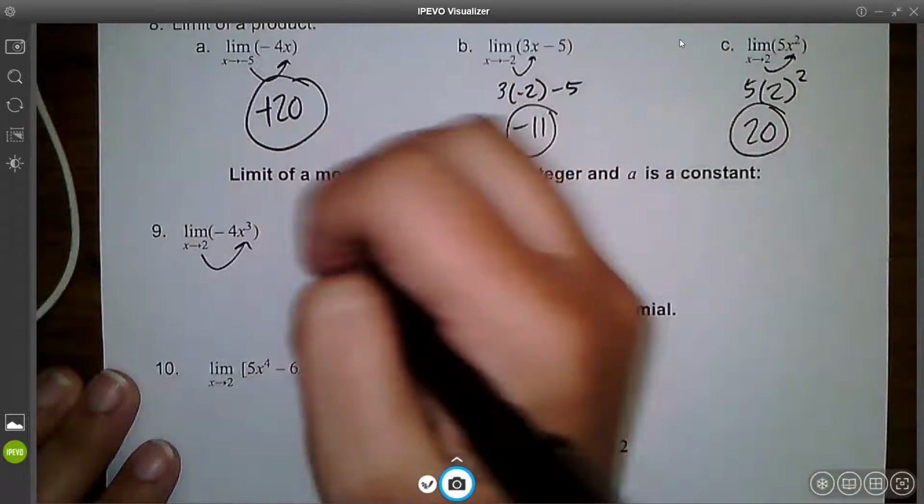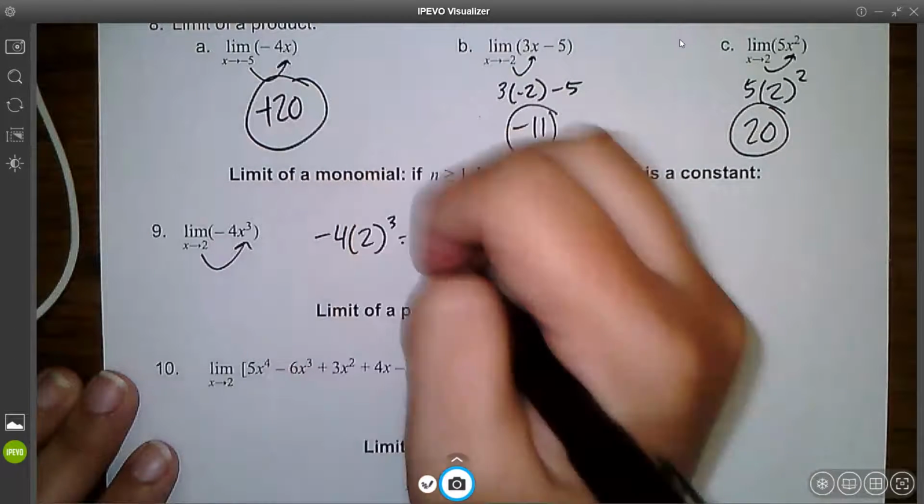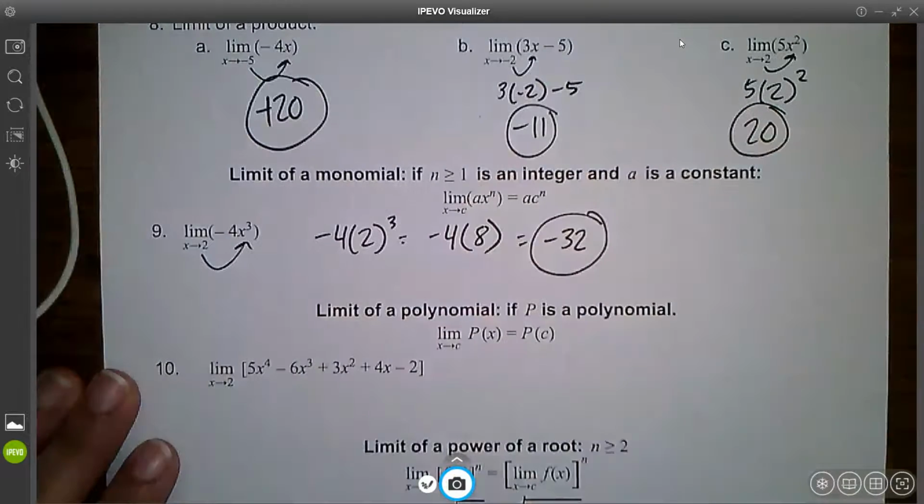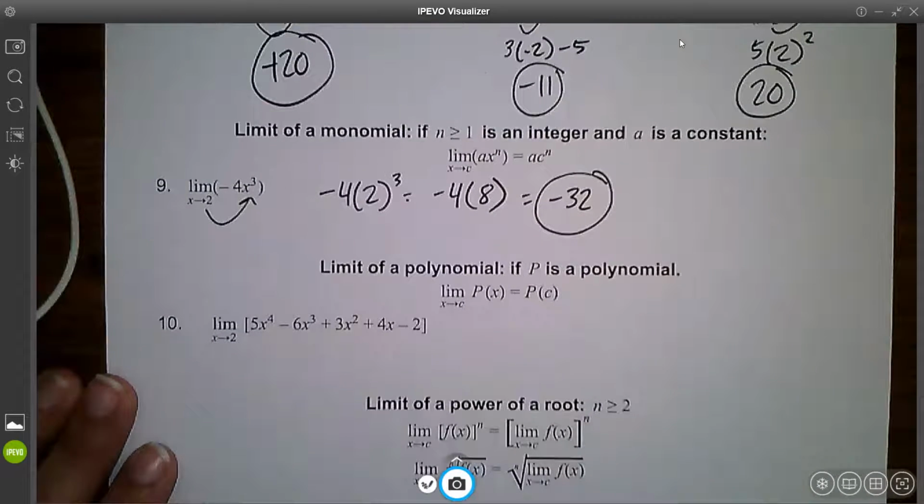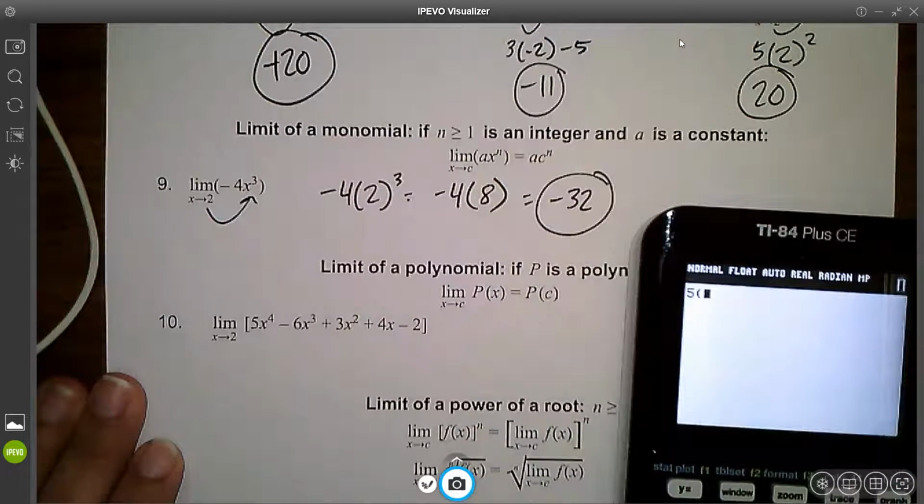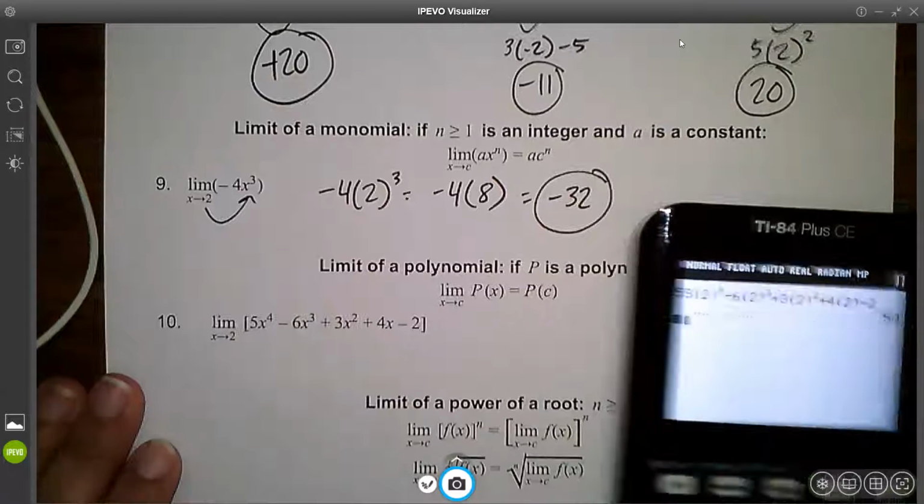So here I'm plugging this one in. I have -4 times 2 cubed. 2 cubed is 8. -4 times 8 is -32. And then this one, it's longer. I'm just going to plug it into my calculator. I have 5 times 2 to the 4th minus 6 times 2 to the 3rd plus 3 times 2 squared. Oopsies. Plugging in all of those spots, and I get 50.